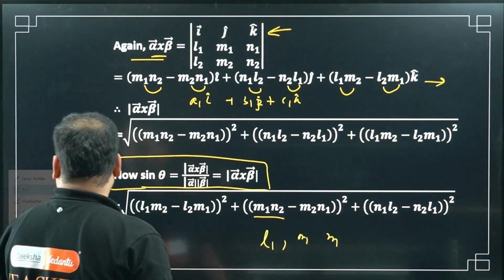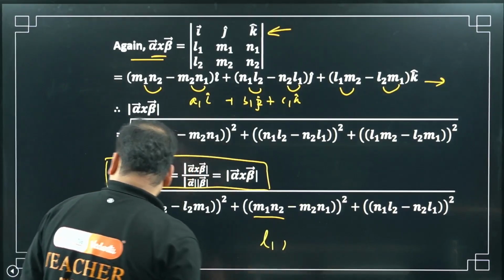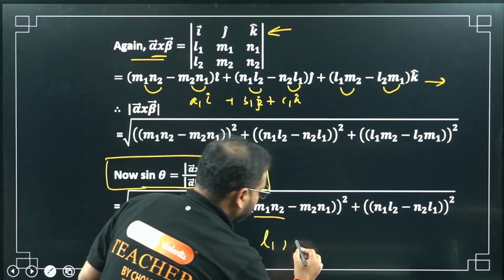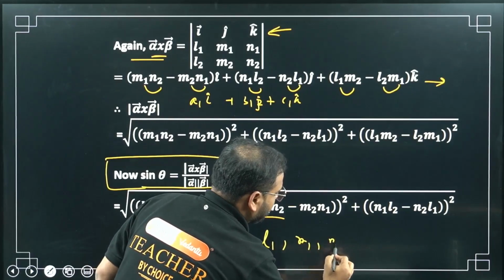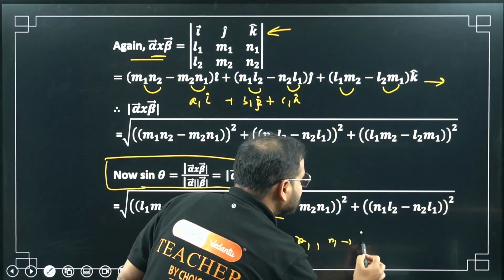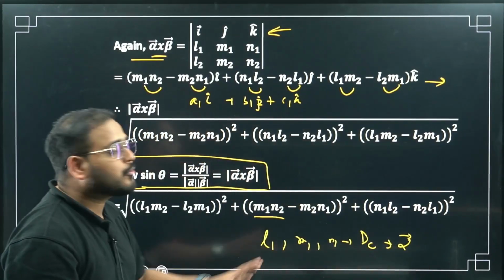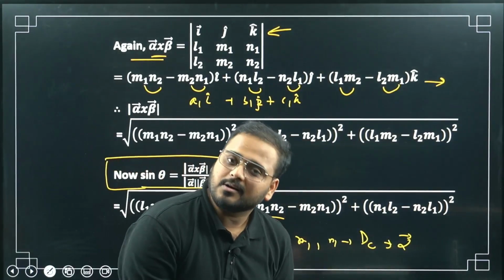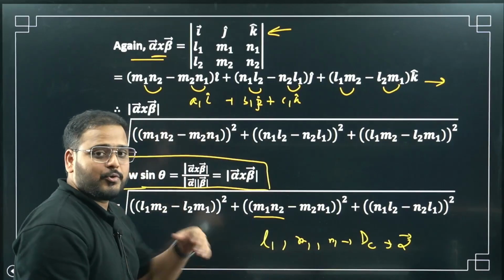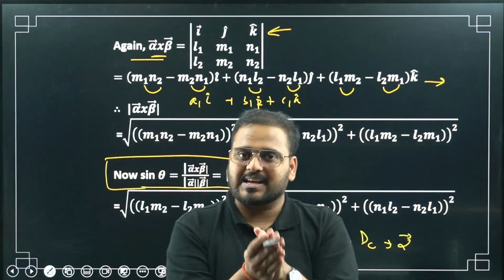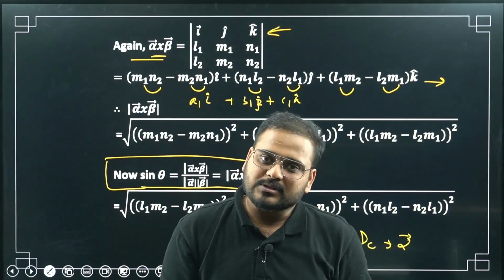Sorry, this is not right. I'll rewrite this. L1, M1 and N1 are what? They are direction cosines, sir. For which one? For the vector alpha, right? In the same way L2, M2 and N2 will be the direction cosines for vector beta, right? So I am trying to establish a relation between the angle between the two vectors alpha and beta and their direction cosines. Is that clear?